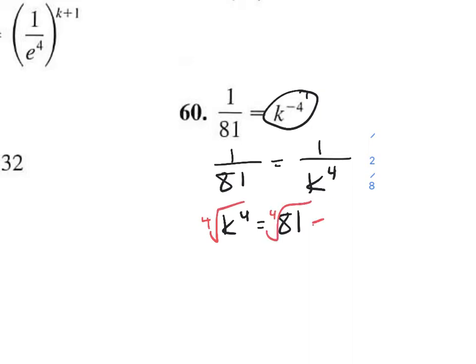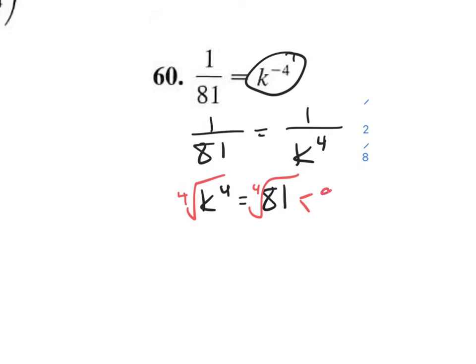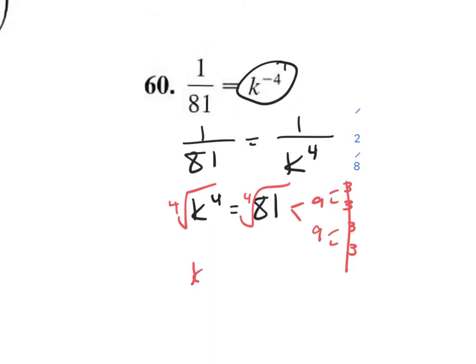So 4th root, if I don't know it right, 81 is 9 and 9. And then 9 is 3 and 3, and 3 and 3. So there are exactly 4 3's, which means k is 3. So if there's not two numbers on either side and the exponent has the variable, then I have to change it that way.